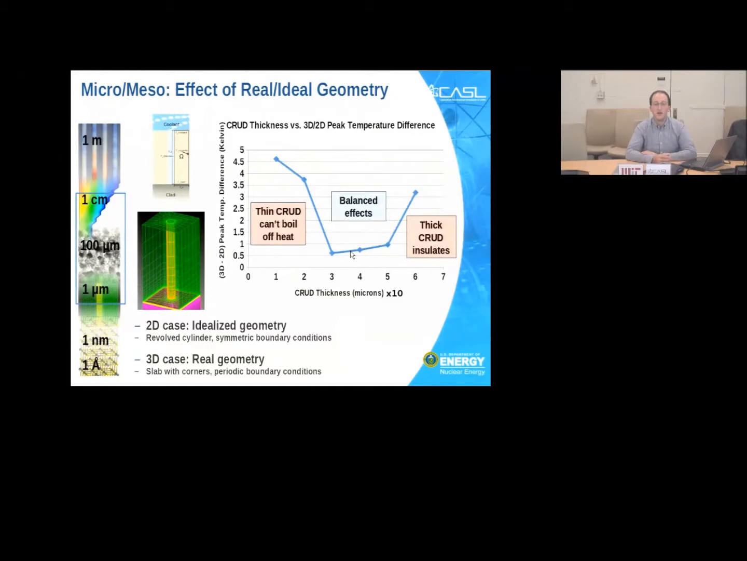So when the macro scale MAMBA code calls BDM and says, hey, what's the peak clad temperature underneath this crud? BDM will know: do I have to do a full-out 3D simulation, or can I do a simplified 2D simulation and make it close enough? Which means you get a good enough answer in less time.